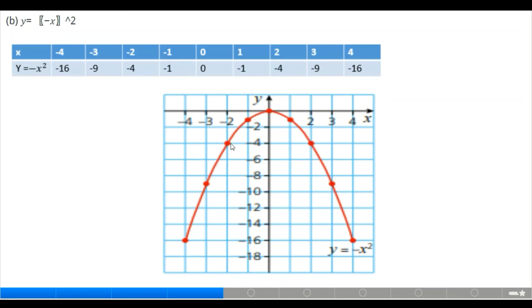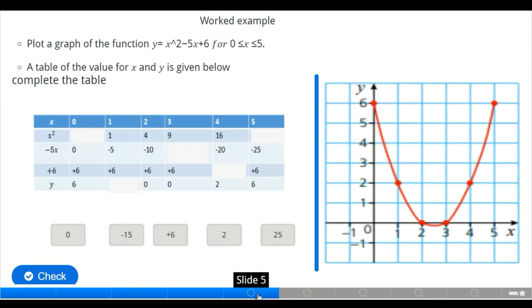So we have a sketch curve here. So this smooth curve is what we refer to as parabola. Okay, now let's look at an activity there. We are going to be preparing this table, and we have the graph already illustrated there.